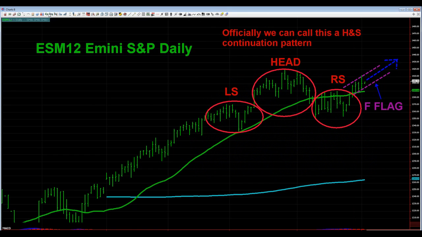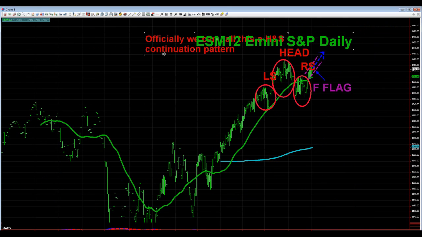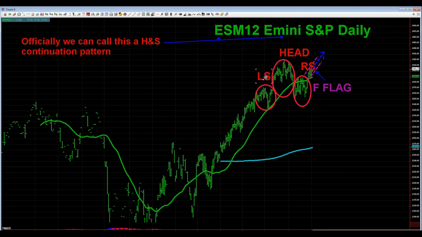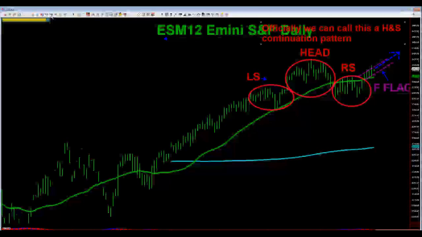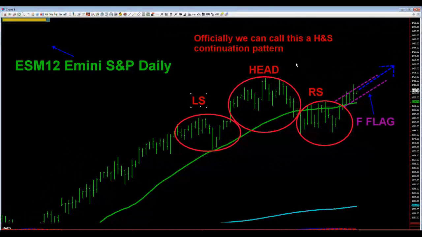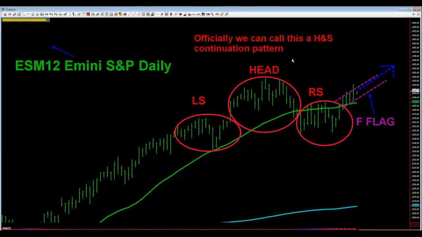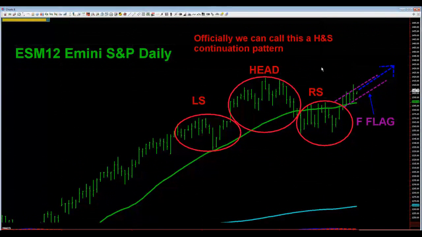What this really is, if you break it down and look at it, it's a small little head and shoulders continuation pattern inside of a big bull move. When you see a continuation pattern like this, it is nothing more than a continuation pattern. It is not a topping head and shoulders. So let's blow the chart back up. Here it is again. This is the left shoulder, the head, the right shoulder, and the continuation pattern is in place. Officially, we can call this in the emini S&P a continuation pattern head and shoulders.